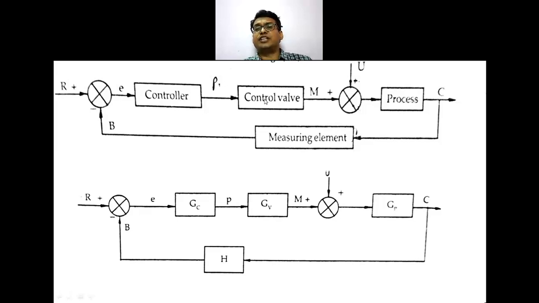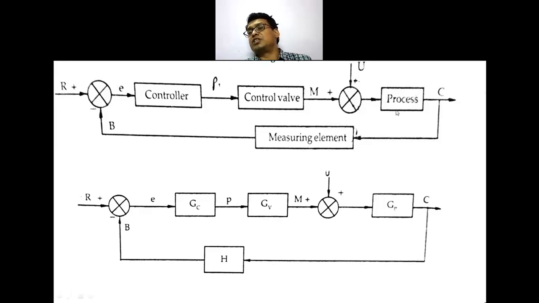Control valve adjusts its position so that the flow rate of the steam which is going into the process will be manipulated. That is the manipulated variable, and it goes to the process comparator, where U is the load variable. This load variable in this case is not taken into account. The temperature Ti can be your load variable, and all this is going to a process.